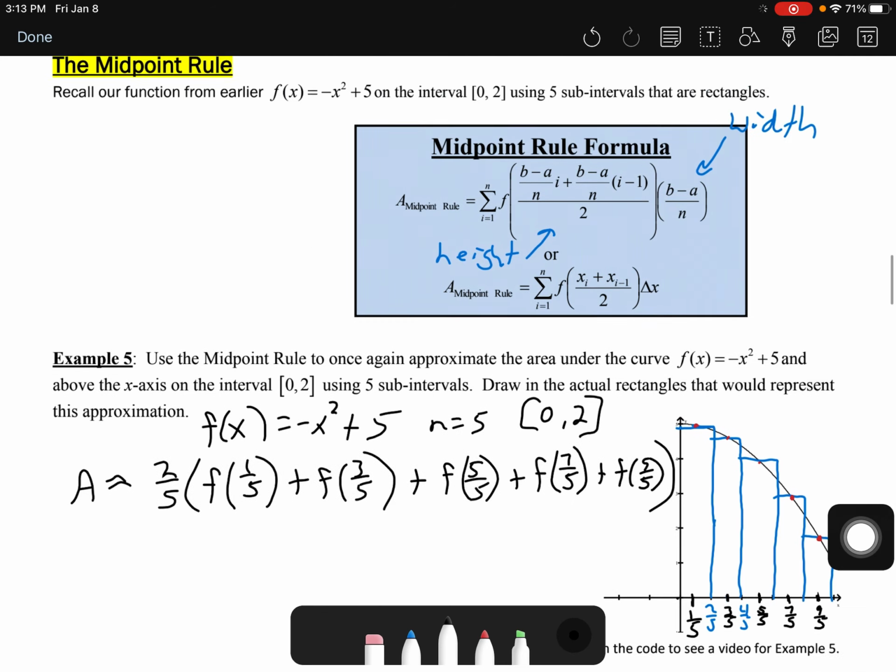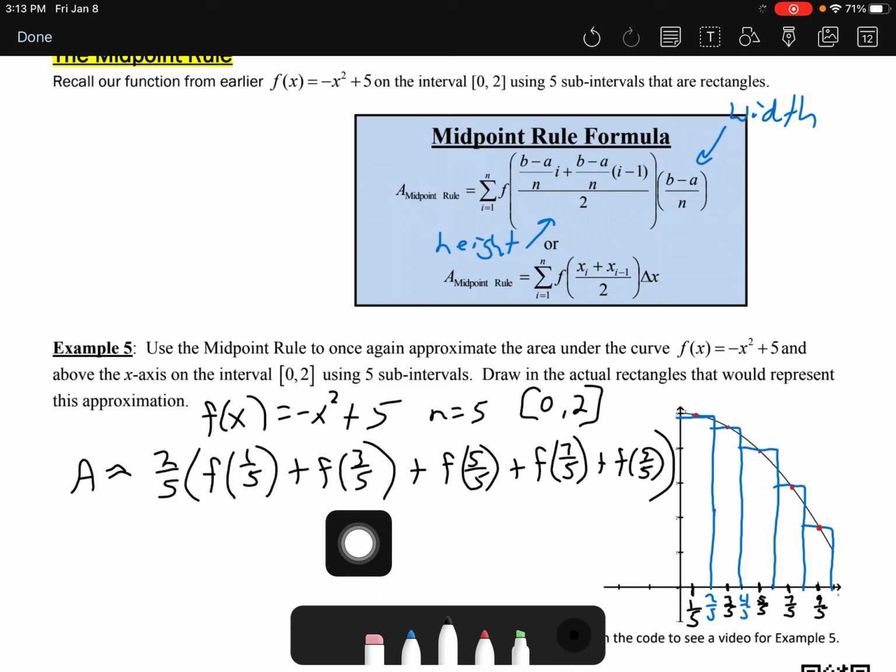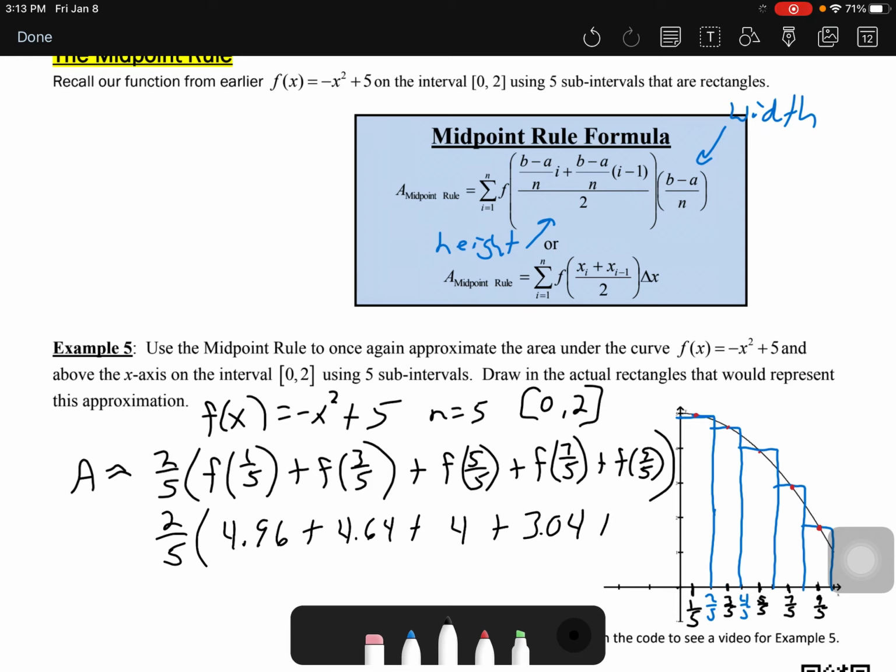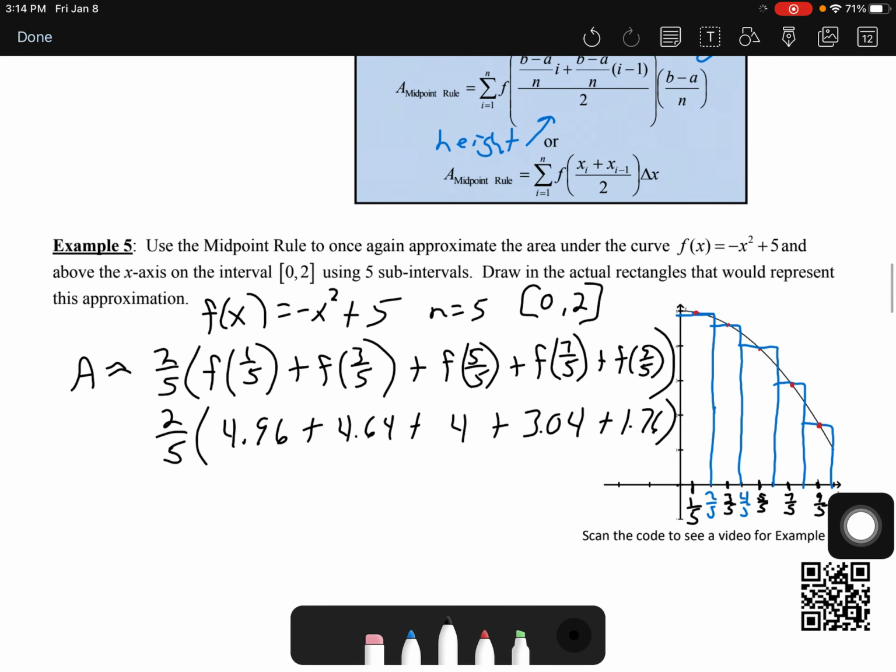So we'd be plugging 1/5 into our equation, negative x squared plus 5, and you can use your calculator to do that. If I put in 1/5, or 0.2, into that equation, I end up getting 4.96, and this is all going to be calculator work. If I plug 3/5 or 0.6 into that equation, I get 4.64. If I plug in 5/5 or 1, I just get 4. If I plug in 7/5, I get 3.04. And if I plug in 9/5, I get 1.76. Okay, so if I add all of those 5 numbers together and then multiply by 2/5 or 0.4, it turns out to be 7.36.